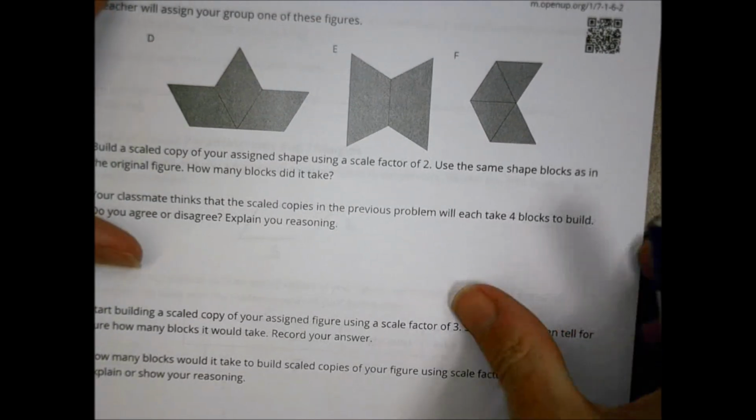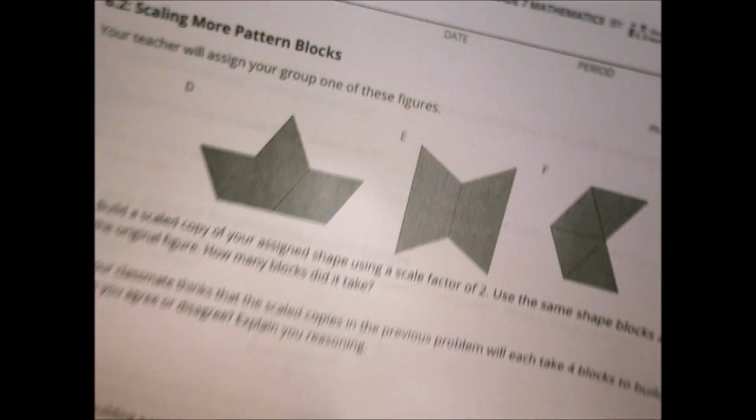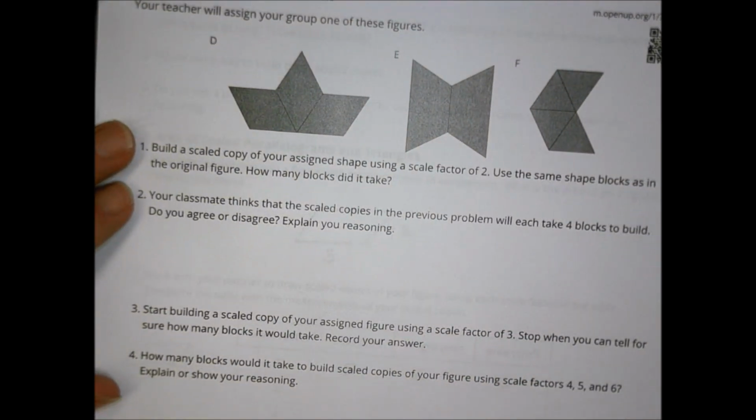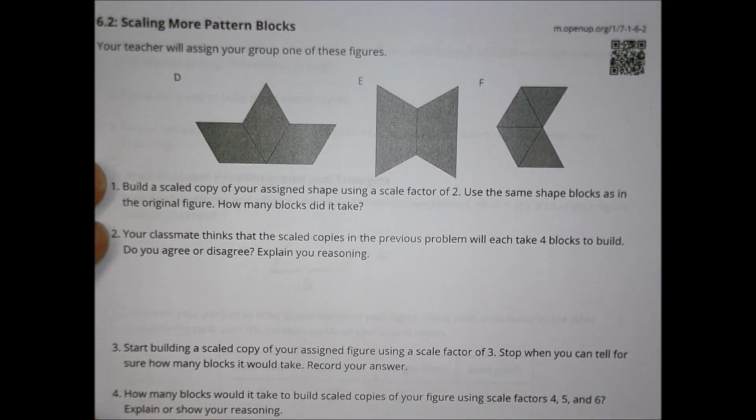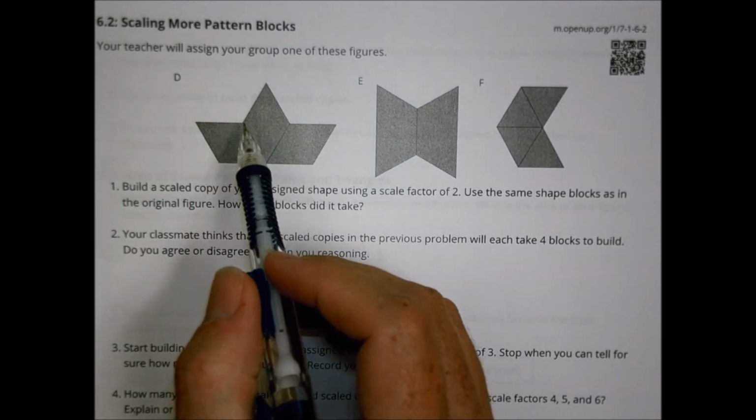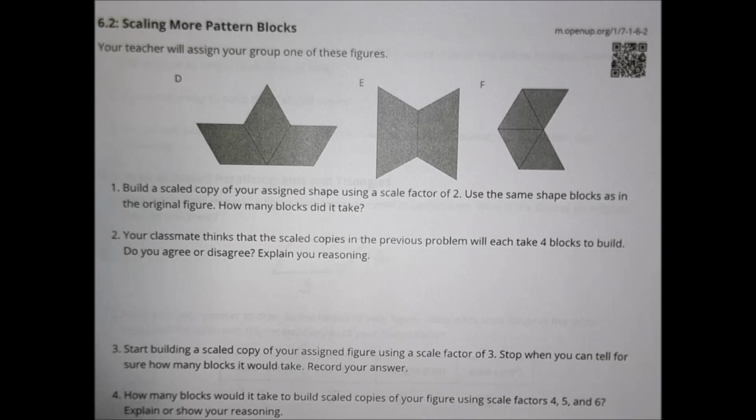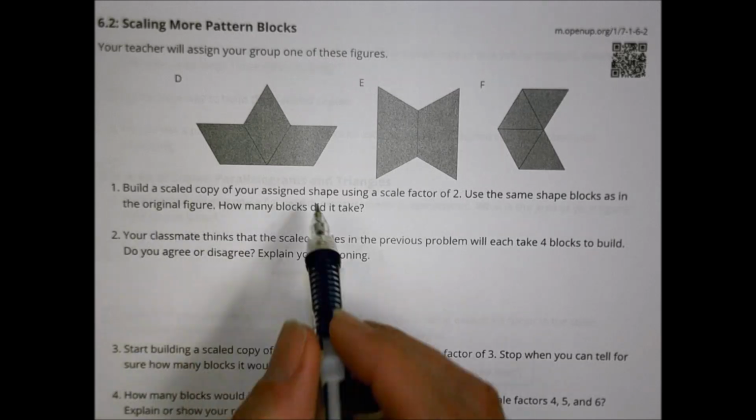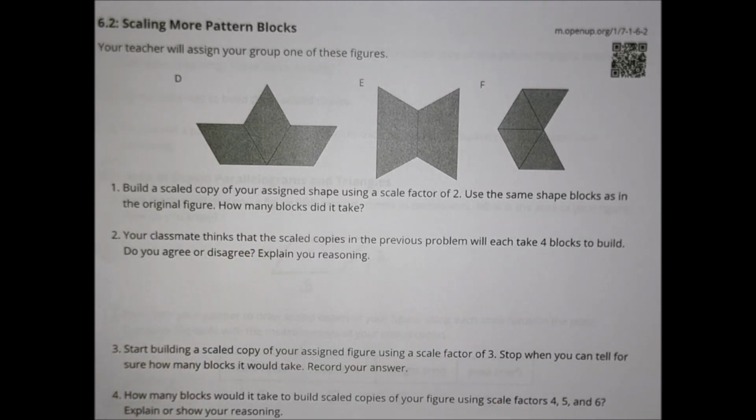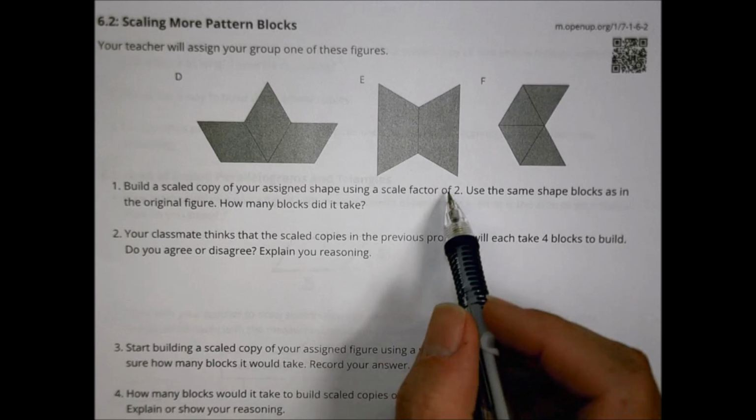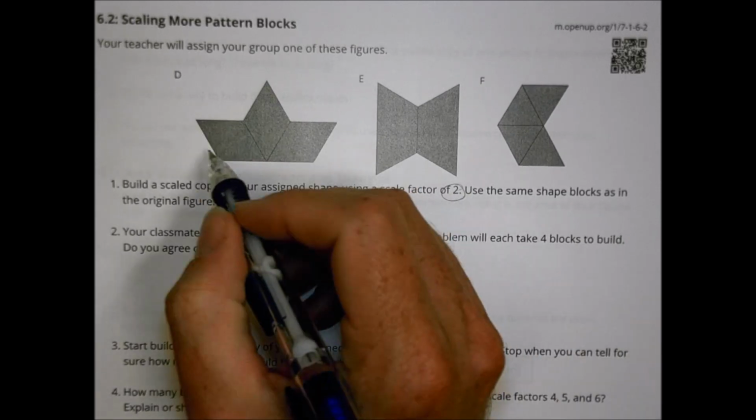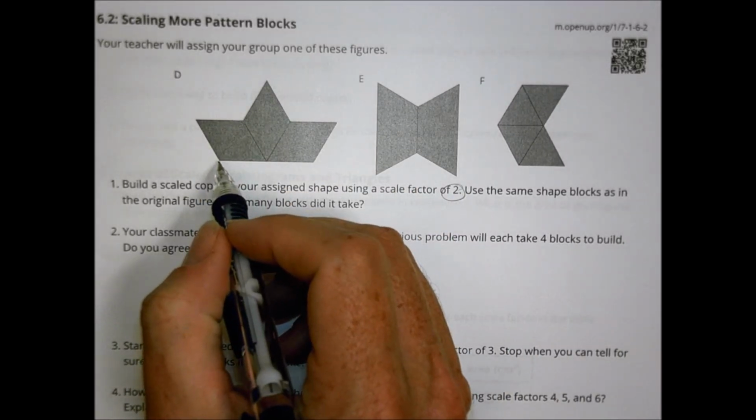You might have had some time then to take a look at some more pattern blocks here. The pattern blocks were very interesting to try to take the groups, the ones you had. You might have had 3 or 2 of those or 4 of those, various shapes there. And you were asked then to use those shapes to make some new shapes, to build a scaled copy of your assigned shape. If a scale factor is 2, that means we're going to double the length here to make this work.